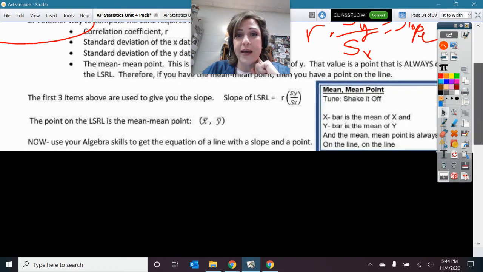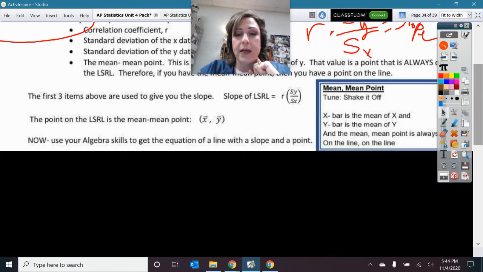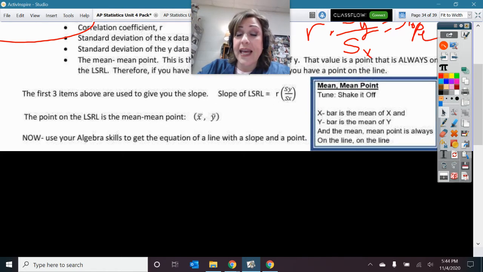So I've got a song for that. Of course, we just talked about this: the slope of your least squares regression line is the variability of the y's over the variability of the x's times how well they are correlated. And then our point on the line is our mean point. So x bar is the mean of x and y bar is the mean of y, and the mean point is always on the line.